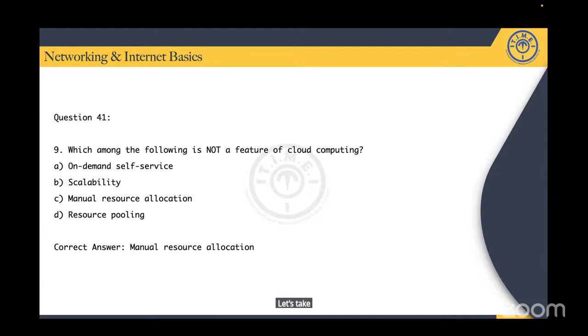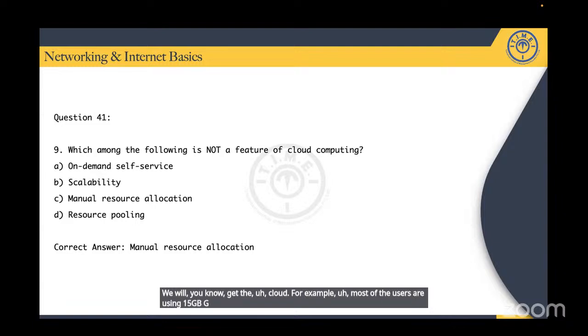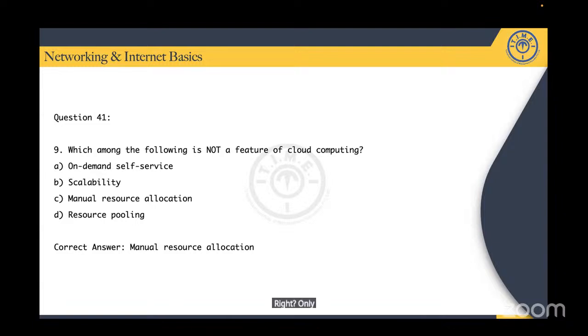Let's take the first one, on-demand self-service. It's a core cloud feature, right? So based on the demand, we will get the cloud. For example, most of the users are using 15 GB of Gmail space, right? Only very few people go beyond 15 GB. So based on demand, they will use the service. So that is a core cloud feature.